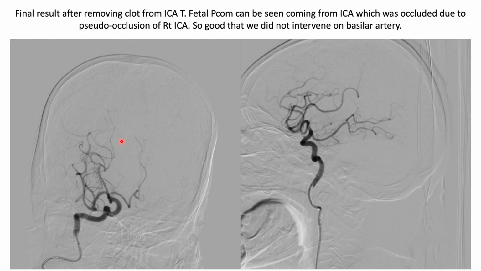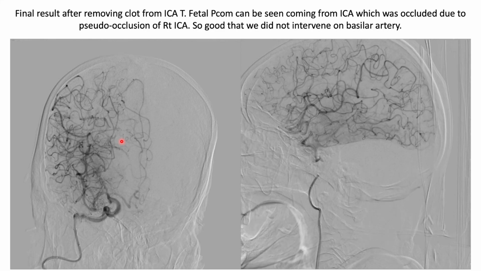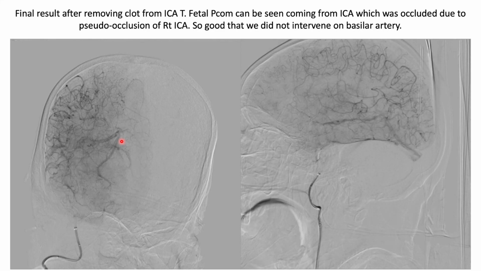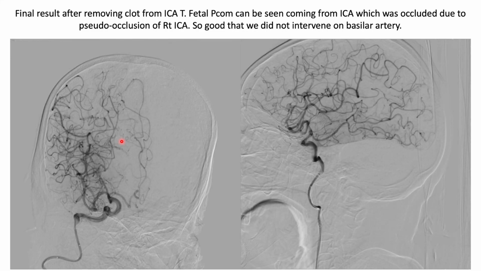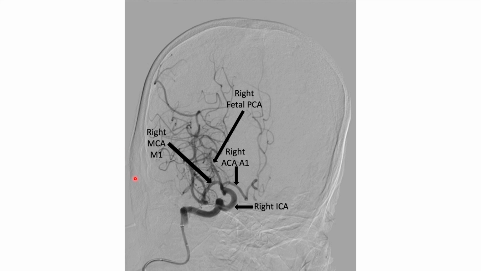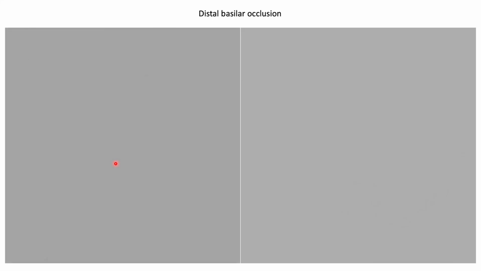So I'm glad that I did not try to open the right PCA from the basilar side, because if I had tried that, I could have perforated the basilar. There was no communication over there. So here I've labeled it for your ease. ICA, that's the ACA going there. In parallel, you've got this in the middle of MCA and ACA. This artery going up is the fetal PCA, and then that's the right MCA.